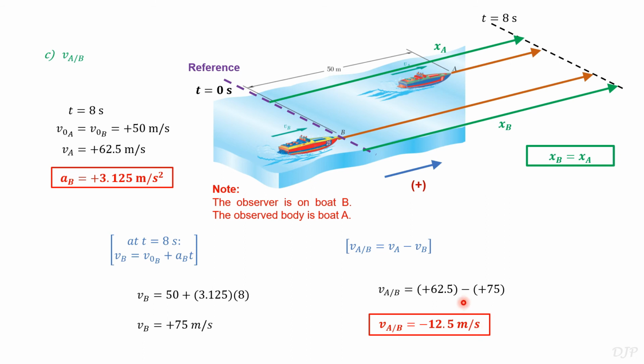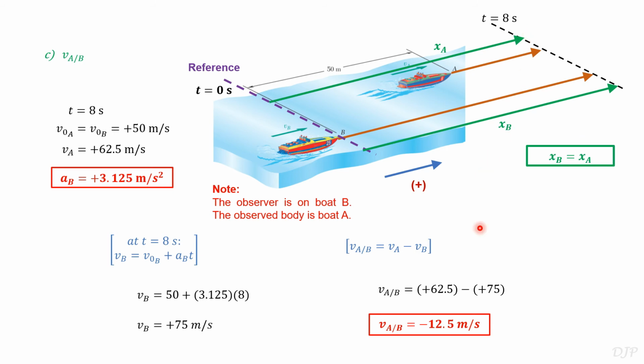So the meaning of this negative sign is that it indicates that if you are riding boat B, you will perceive boat A to be moving backward with the magnitude of 12.5 meters per second. This happens because boat B at time equal to 8 seconds has a greater velocity compared to boat A. So the observer on boat B will perceive boat A as if it is moving backward, where in reality, based on absolute reference, boat A is actually moving forward.